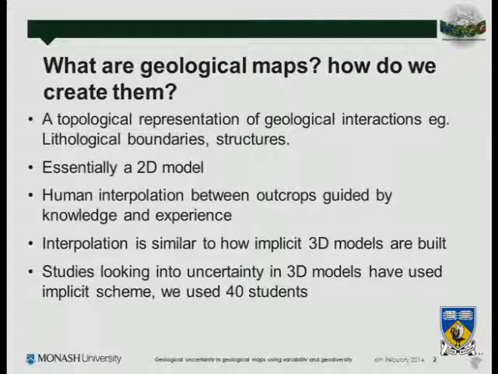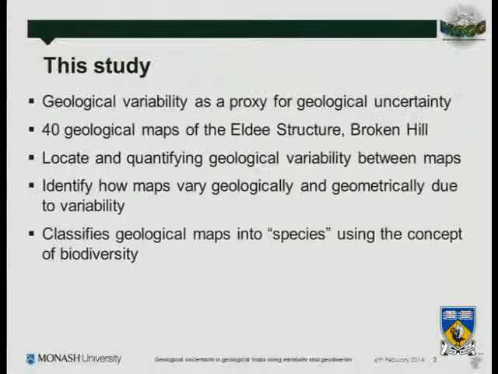So rather than looking at how the implicit model will produce a different model if we change the observations, we're going to look at how 40 students will produce maps of the same area differently. So I'm using variability between the maps as a proxy for uncertainty. I'm starting off with 40 maps of the LD structure at Broken Hill, so it's a relatively complex area. There are 5 different lithologies the students are mapping, and 5 structural events that they're mainly looking at.